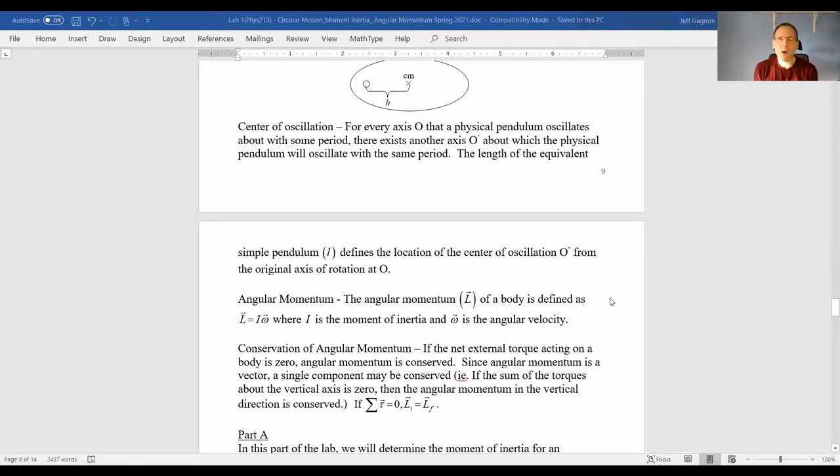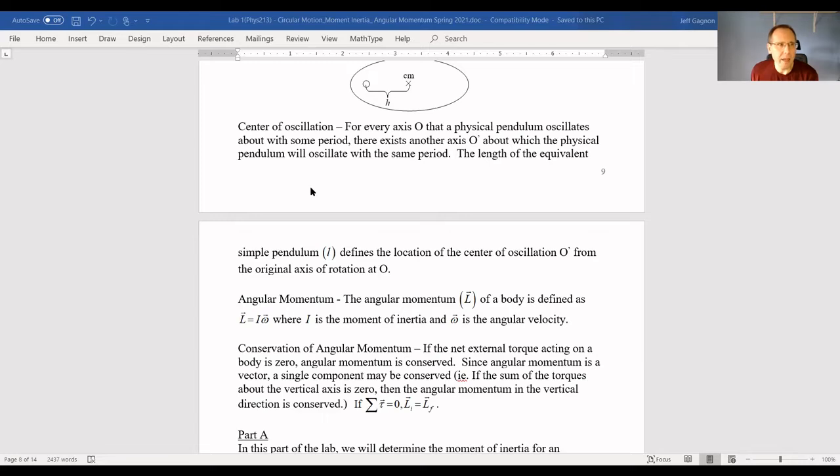Okay, one more piece of terminology for the moment of inertia stuff. There's something called the center of oscillation. And it says for every axis O that a physical pendulum oscillates about with some period, there exists another axis, O prime, about which the physical pendulum will oscillate with the same period. And the length of the equivalent simple pendulum defines the location of the center of oscillation from the original axis of rotation.